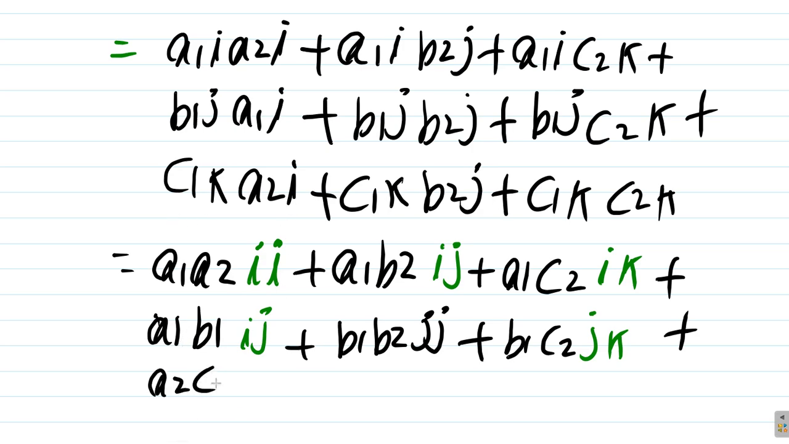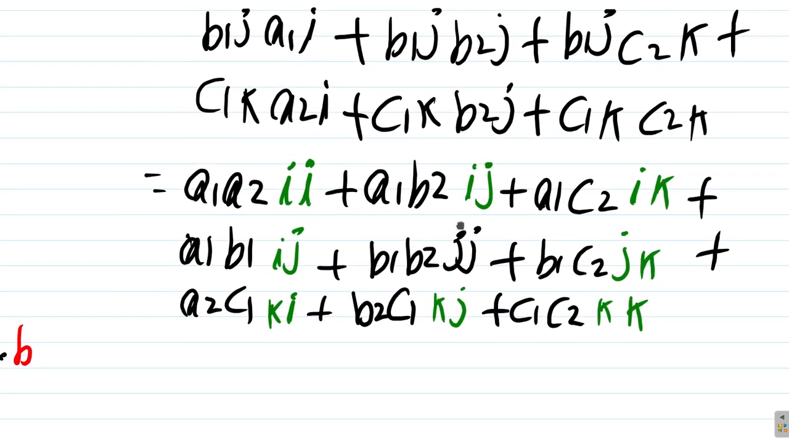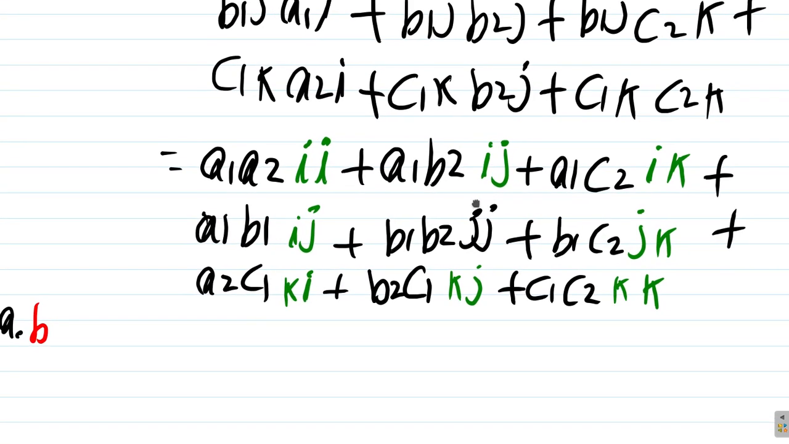Plus, then here, A2C1, KI, plus, putting them in alphabetical order, B2, C1, then KJ, plus, then C1, C2, KK. Alright. So now, how do we simplify this?